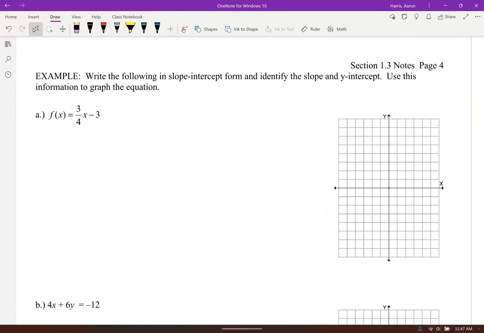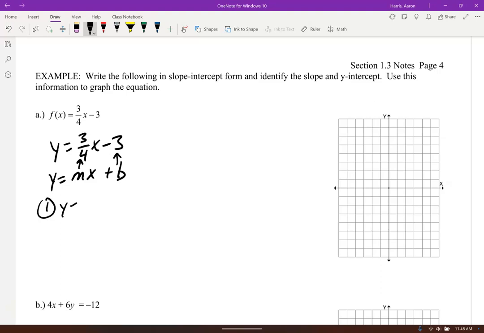All right, let's go ahead and write the following in slope-intercept form. Identify the slope and y-intercept. F of x, just a nickname for y. We'll get into function notation later, so I'm going to write it: y equals 3/4 x minus 3. Slope-intercept form is y equals mx plus b, so y is solved for. M is our slope, b is our y-intercept. So the slope is 3/4, and the y-intercept, actually I'm going to do the y-intercept first, because we're going to use that information to graph it.